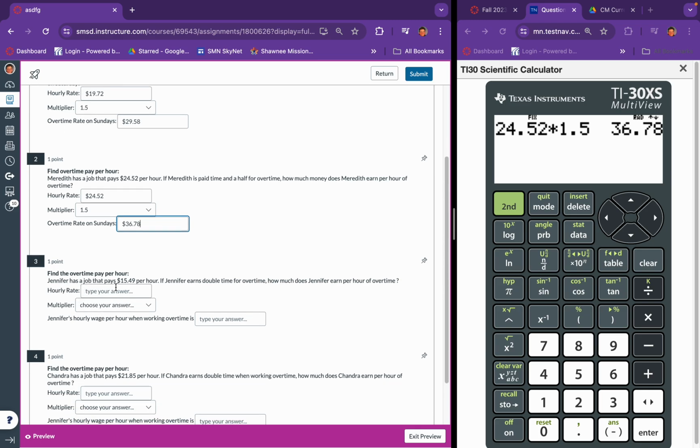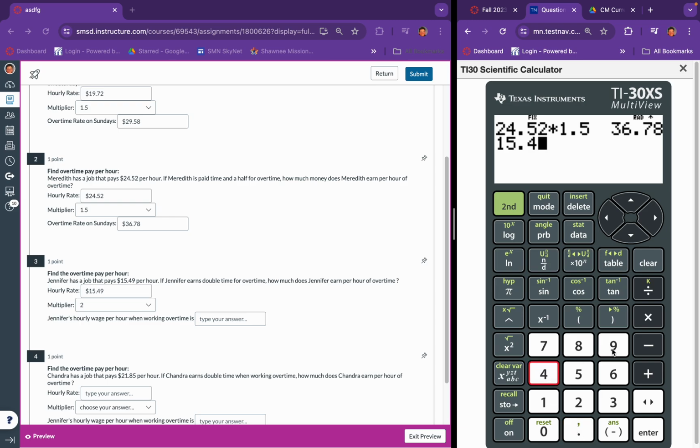Jennifer has a job that pays $15.49 an hour. Jennifer earns double time for overtime. How much does Jennifer earn for each hour of overtime? So again, we're just going to put down the rate. The rate is $15.49. Again, that is there to get you to focus on the number, to ensure that you get credit for this question, and to help you with your calculation. She earns double time. So double time is times 2. So you're just going to take $15.49 and double it.